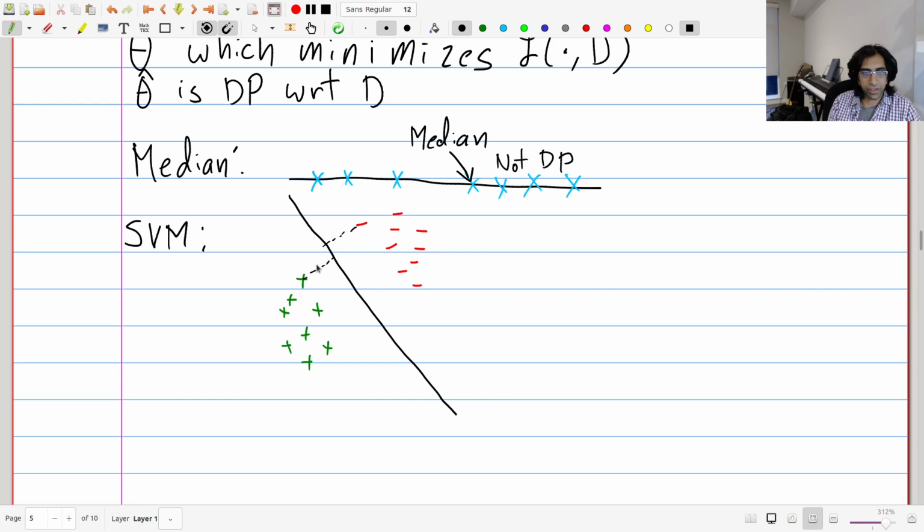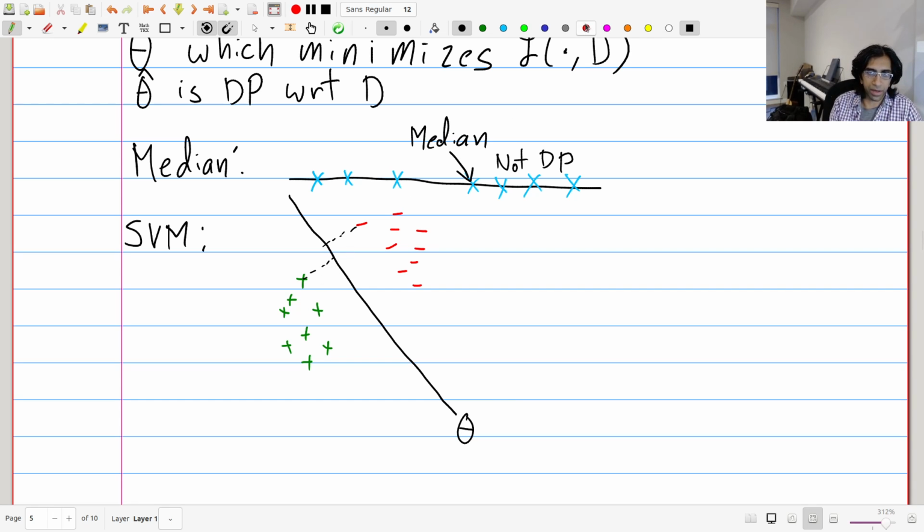Now, the tough part is, basically the idea is that this theta vector, the one which defines the separating hyperplane, can be written as a linear combination of the support vectors. And this should immediately scream out that something's going wrong here, because if the optimal solution can be written as a linear combination of some of the data points, that's clearly not differentially private.